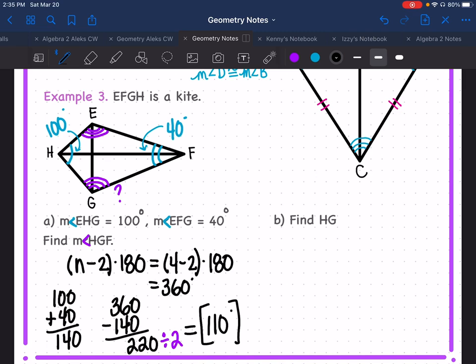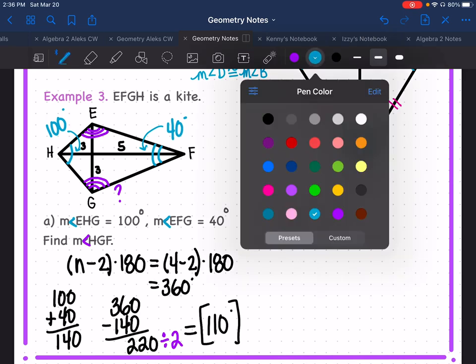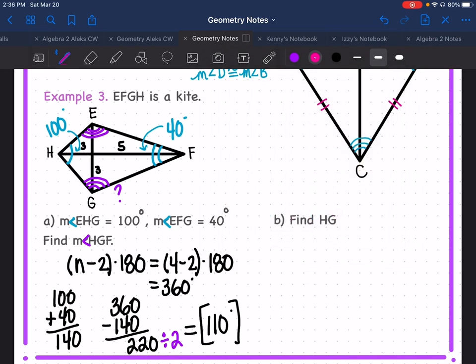Okay? All right. The last question that they're asking is find HG. Oh, I'm missing stuff on my thing again. Here we go. 3, 3, 5. Okay, so find HG. Let's grab a different color, and let's highlight HG. There it is. They want me to find this.